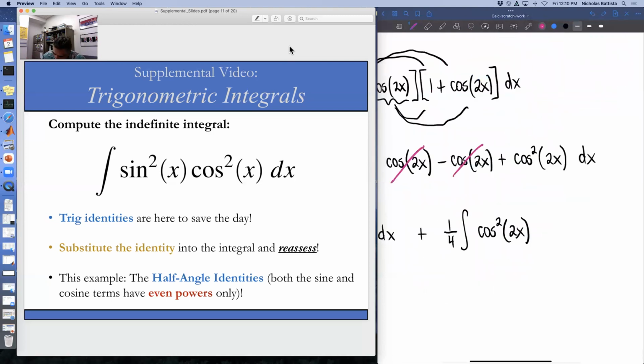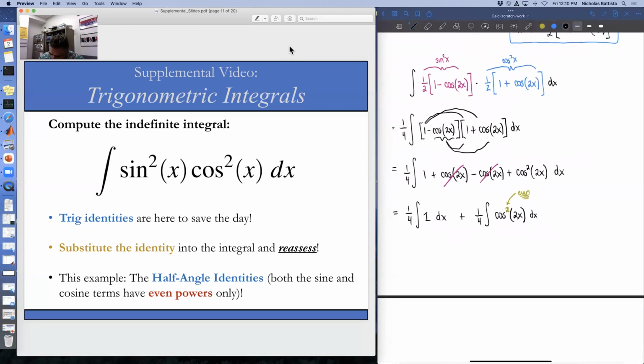If we look, we have a cosine to a power term. And in this case, just like the beginning of the problem, it just so happens that this cosine has an even power only. There's no other sine term. Oh, I need a dx there. There's no other sine term there. So we just have an even power of, this time, cosine squared of 2x.